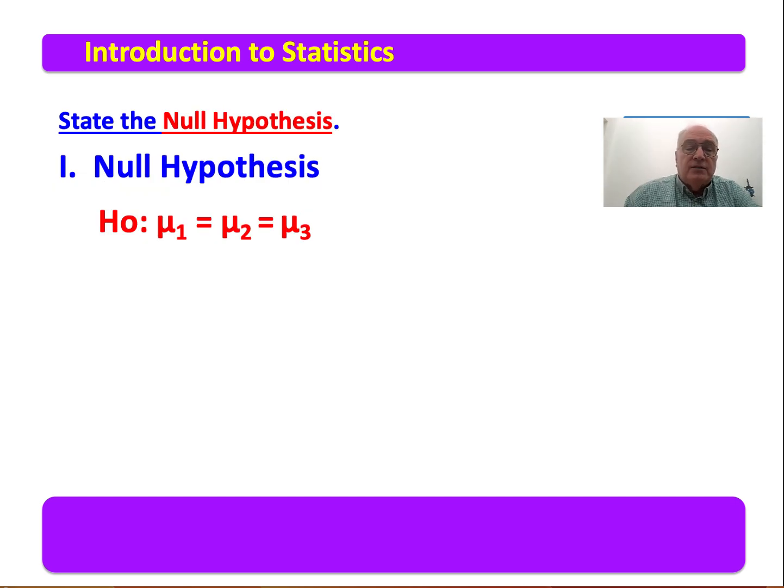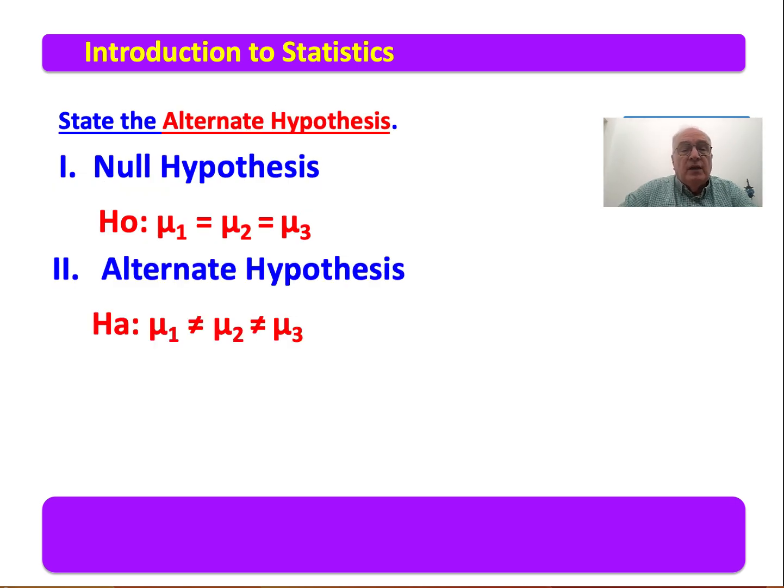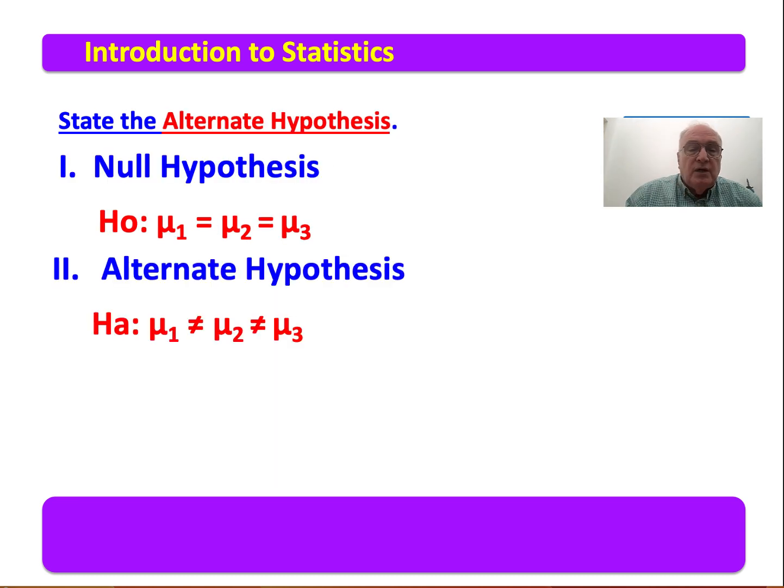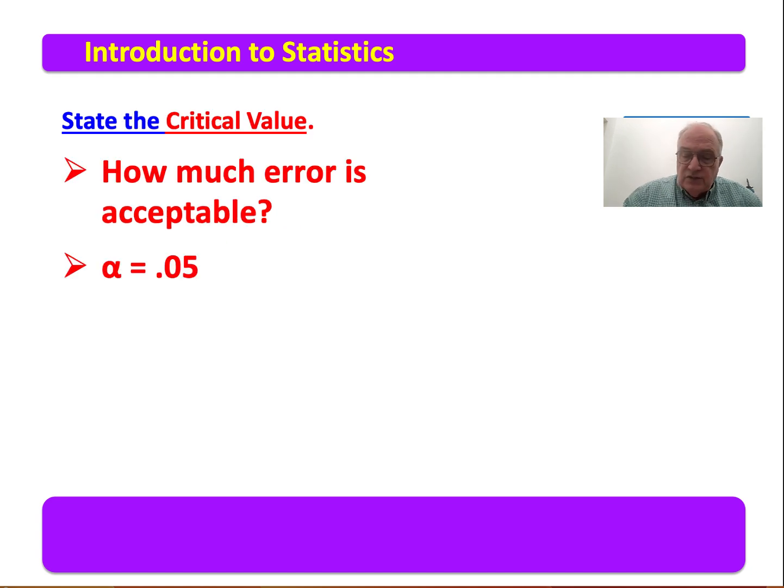Here's our null hypothesis, that the means are equal. The alternate hypothesis is that there's a difference in the means. How much error is acceptable? Well, we whipped through the null and the alternate hypotheses, not much to that. Let's accept 0.05. This is not a critical life and death value. 5% error is very acceptable for us.